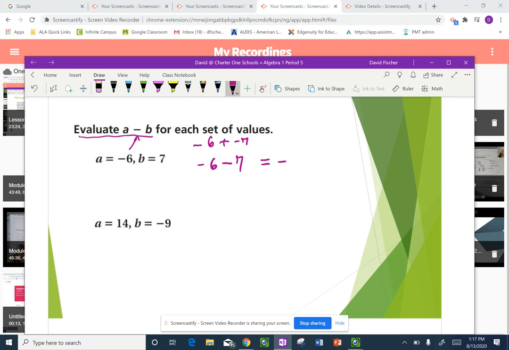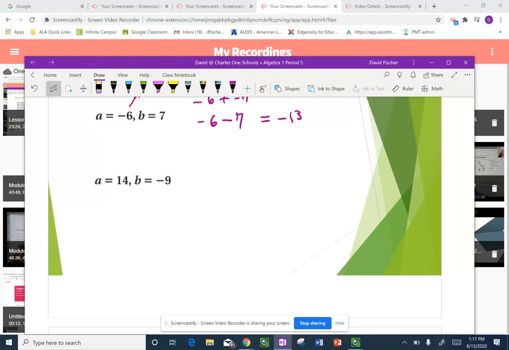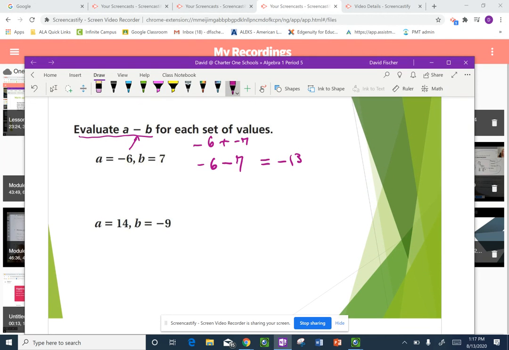And so I know 6 plus 7 is a negative 13. So again, try it on your calculator to make sure that you're getting a negative 13. Okay. Next one, I need to see my expression up here. We need to rewrite it.